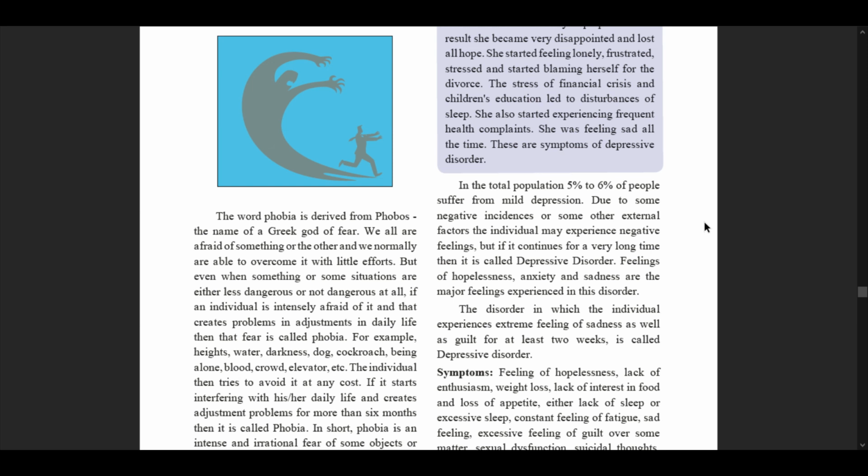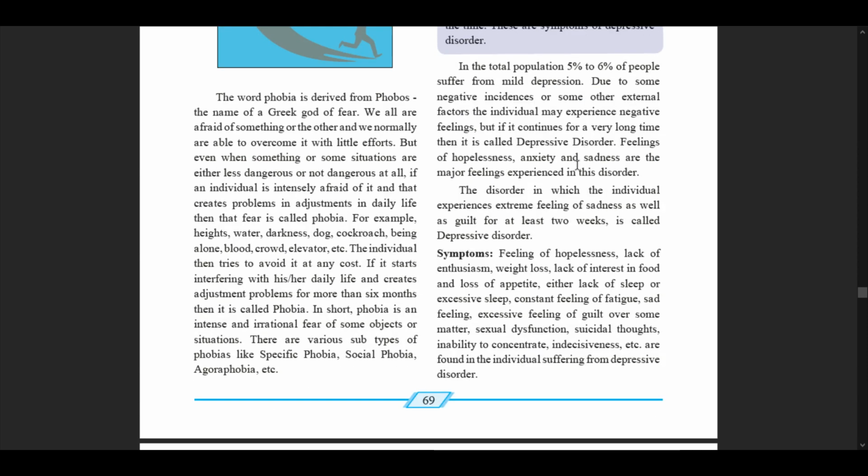Feelings of hopelessness, anxiety, and sadness are the major feelings experienced in this disorder. The disorder in which the individual experiences extreme feelings of sadness as well as guilt for at least 2 weeks is called depressive disorder. As we have understood here, mild depression moves forward after 2 weeks and becomes depressive disorder. So now we have the criterion as well: the least is 2 weeks and above for an individual to fall into depressive disorder. So this was our explanation for depressive disorder.